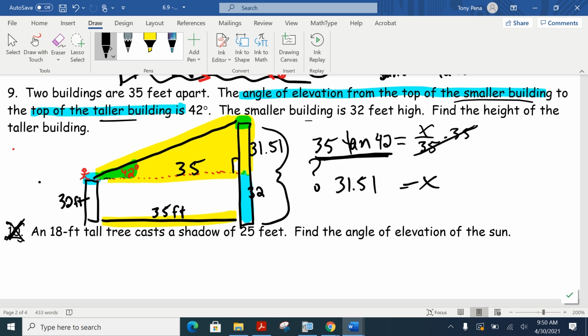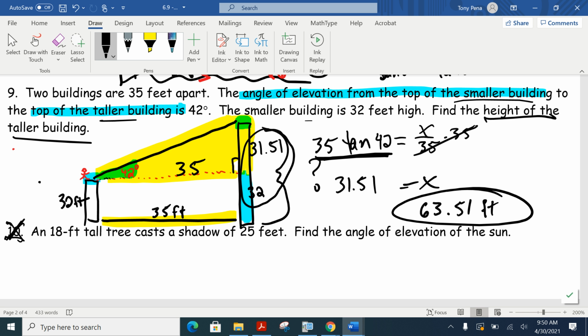The bottom blue portion of the tall building was 32. So if we now go ahead and add these together, which is ultimately what we want to have, the height of the taller building, you would say that it's 63.51 feet tall. All right.